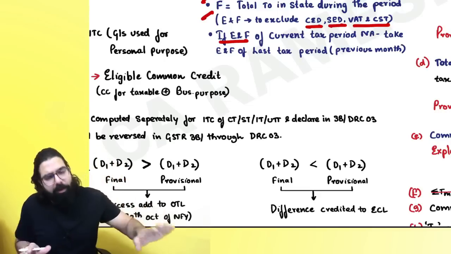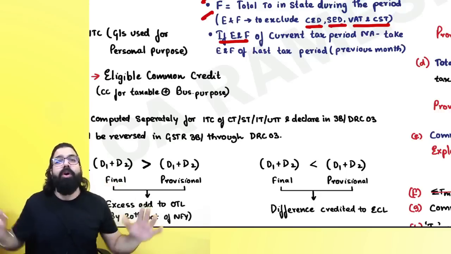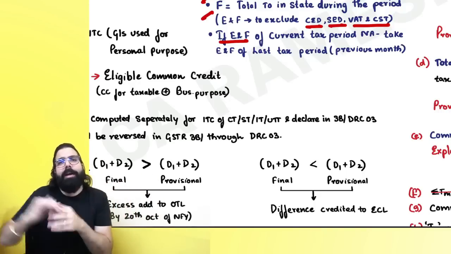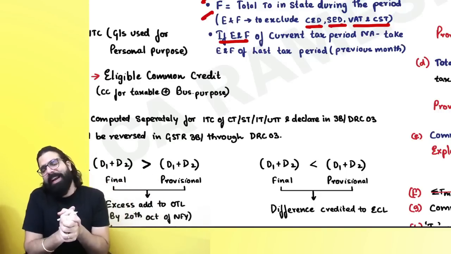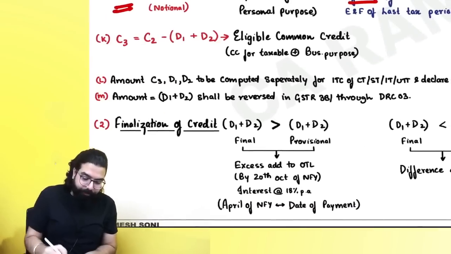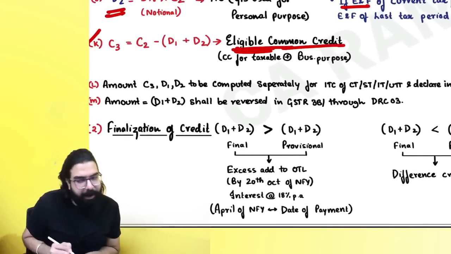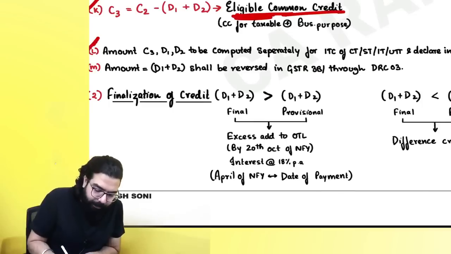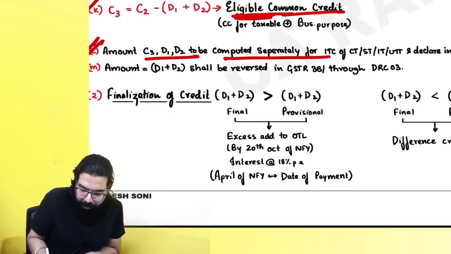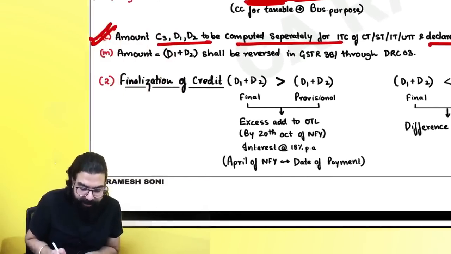Year end pay, we will go ahead and do one final reversal also. For the full year, we will calculate how much the reversal is at the year end also. Okay sir. Then C3 is nothing other than common credit, that is, your eligible credit. Then D1, D2, etc. are to be computed separately, and you have to declare them in your GSTR 3B.